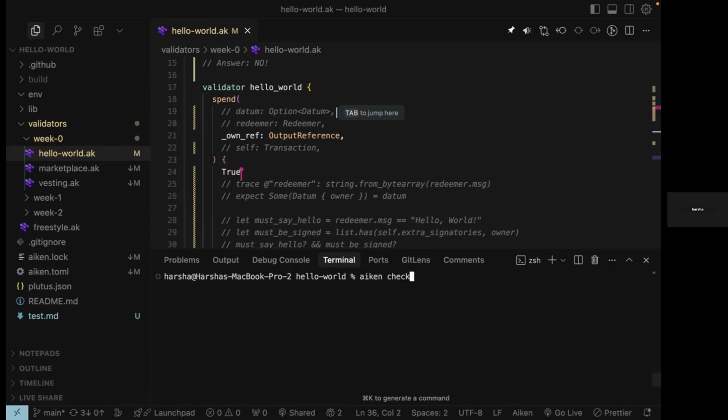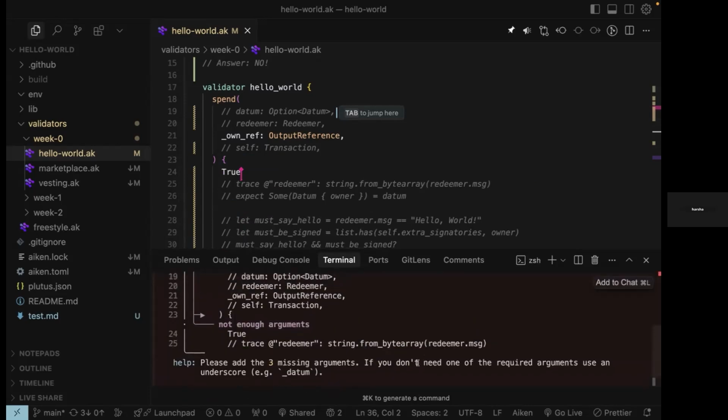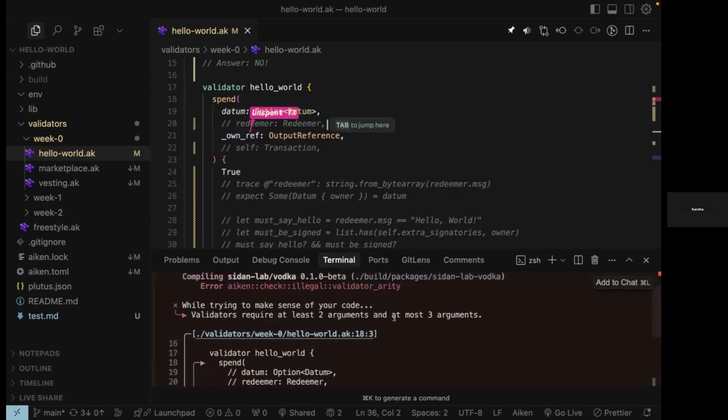Did you forget to check? Record it? Not enough arguments. Where does it say? Oh, if you please, just add the missing arguments. Just do one at a time. So datum, not datum.